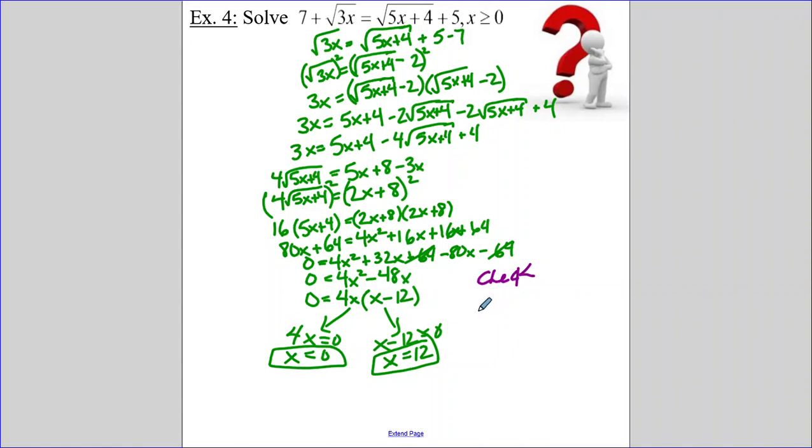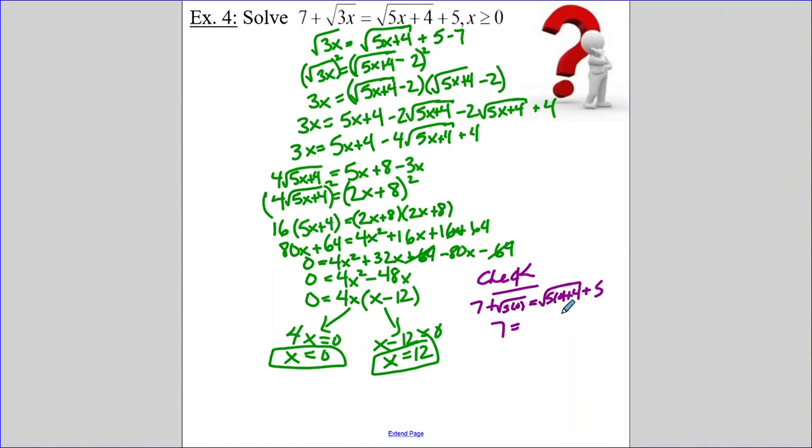Okay, so remember we're going to verify left-hand side to right-hand side. So the first one is 0, which makes this kind of nice. So 7 plus the root of 3 times 0 equals the root of 5 times 0 plus 4, plus 5. Well, 3 times 0 is 0, and the root of 0 is 0, so this one's just 7.